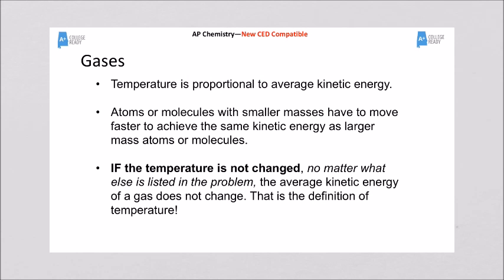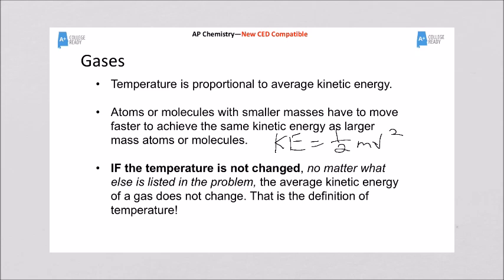We have said that for gases, temperature is proportional to their average kinetic energy. There is a formula on the formula sheet that deals with kinetic energy, and really this is just a relationship. That's a lowercase v for velocity. So KE, kinetic energy, equals 1/2 mass times velocity squared. And this is where the second statement is coming from.